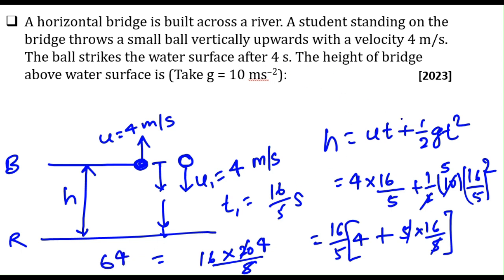And as everything is in SI unit, look here, velocity is in meter per second, time is in second, and acceleration is in meter per square second. So at the end we will have this distance h in meter.